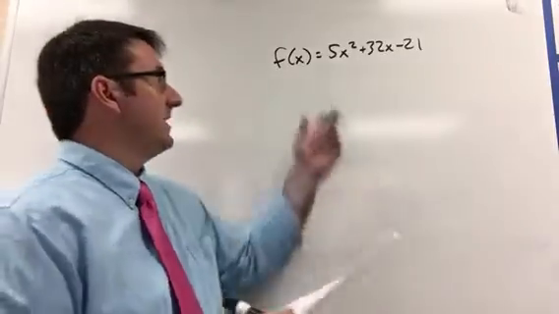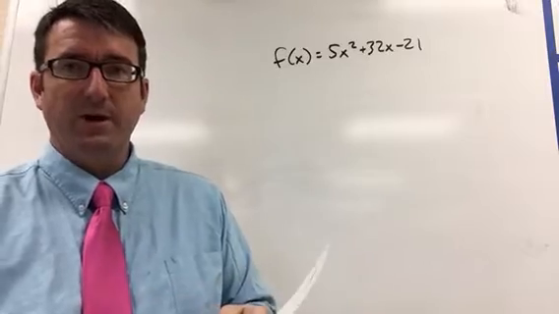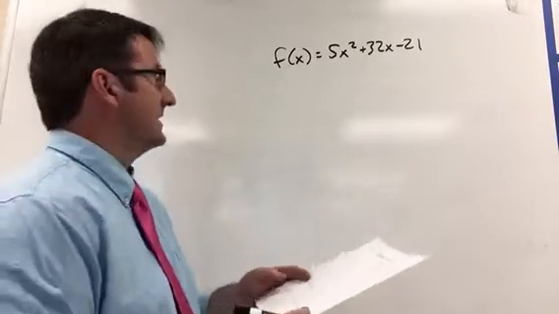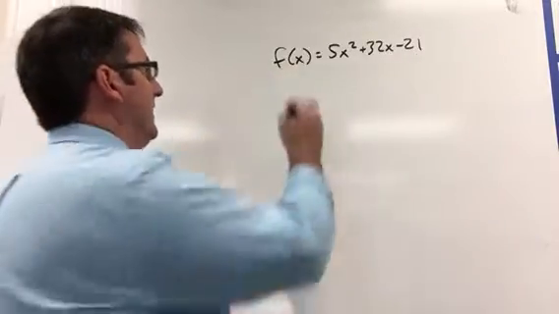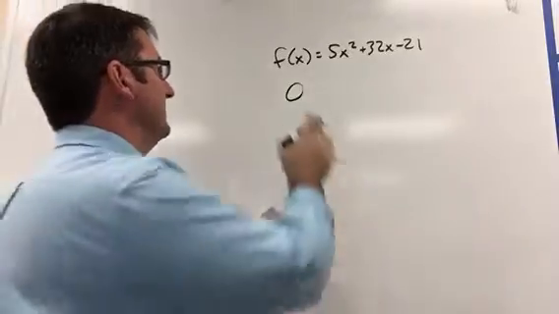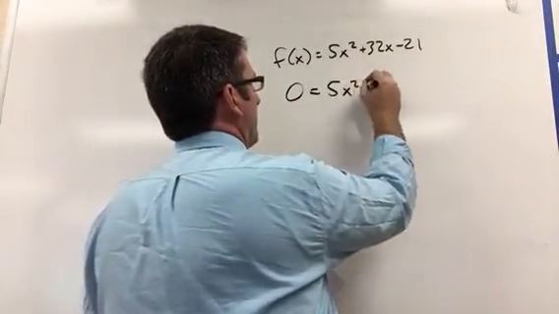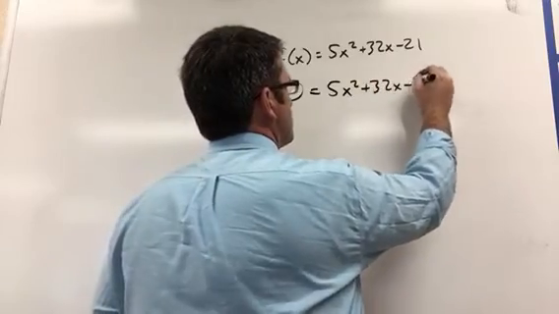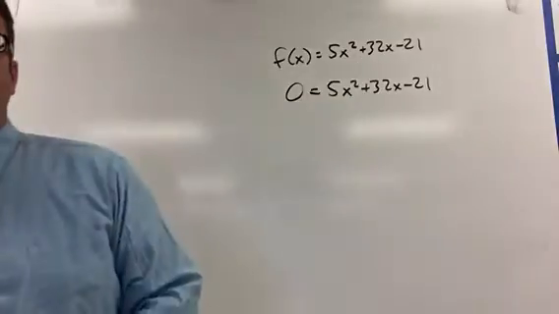All right, for number 3, we're asked to find the zeros of this function. f of x equals 5x squared plus 32x minus 21. So to find the zeros, we're gonna see where f of x is equal to 0. So we're gonna replace that f of x with 0. And now we need to solve for x.